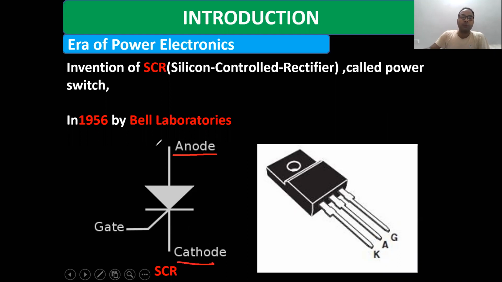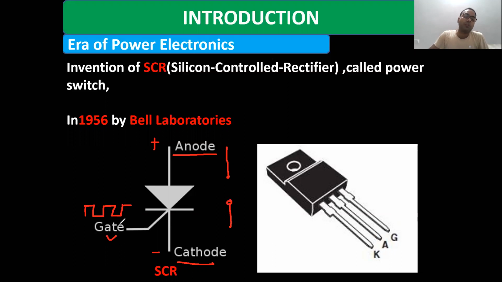So if the anode is more positive than the cathode, and some signal is applied to the gate terminal to make this device on and off. Once we apply the signal to the gate terminal, it behaves like a switch, that is, a closed path. Similarly, if there is no gate pulse or no signal applied to the gate terminal, then the switch behaves like an open circuit.